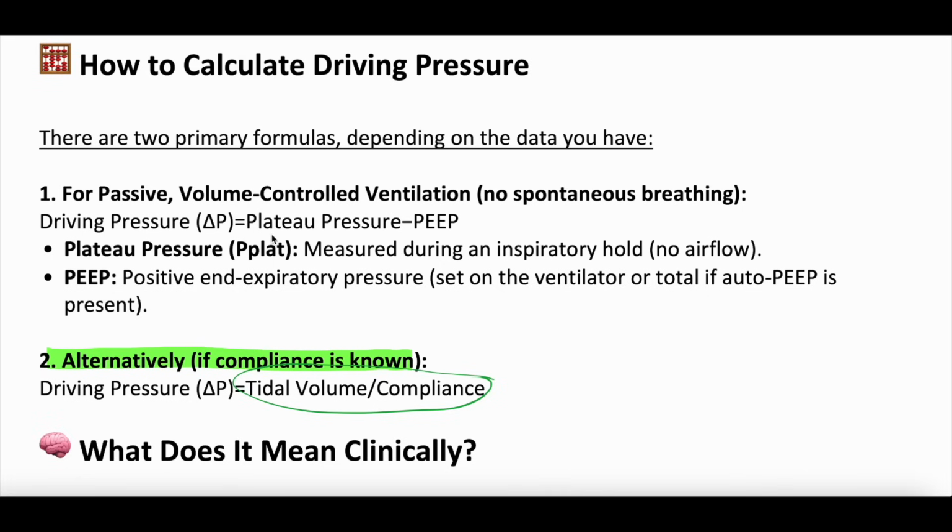The more clinically useful equation, which is the one that most people use, is that driving pressure is the plateau pressure minus the PEEP. This equation is best applied to a patient who is passive, so they don't have a lot of ventilator desynchrony or interaction with the ventilator, and they're on volume control. So they can't be spontaneously breathing, they can't be desynchronous. This has to be a patient on volume control who's fairly passive. They're not interacting much with the ventilator.